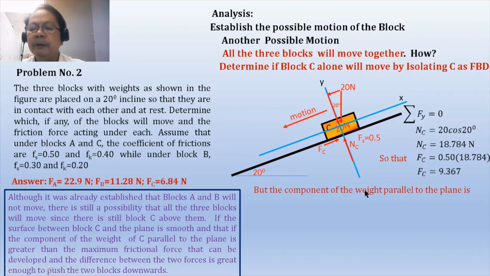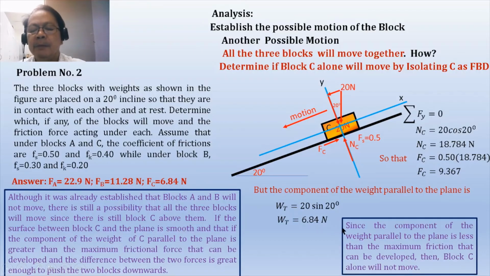But the component of the weight parallel to the plane can be computed as 20 multiplied by sine of 20, and that value, when simplified, is equal to 6.84 Newton. Now, looking at this value, the component of the weight is just 6.84, while the maximum frictional force that can be developed under C is 9.367, which is greater than this component. Therefore, ano masasabi natin? Masasabi natin that the block C will not move alone.